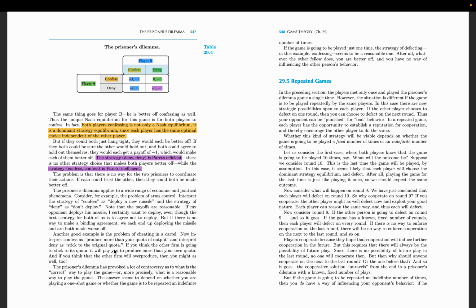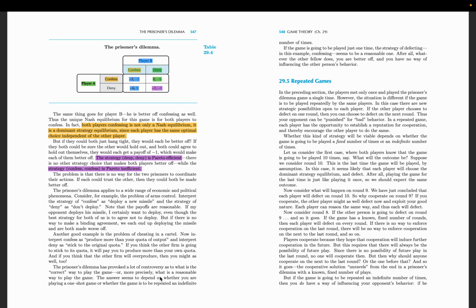Another good example is the problem of cheating in a cartel. Now, interpret confess as produce more than your quota of output, and interpret deny as stick to the original quota. If you think the other firm is going to stick to its quota, it will pay you to produce more than your own quota, right? Because if they're going to stick to their quota, you can produce more and you can get more money. And if you think that the other firm will overproduce, then you might as well too.